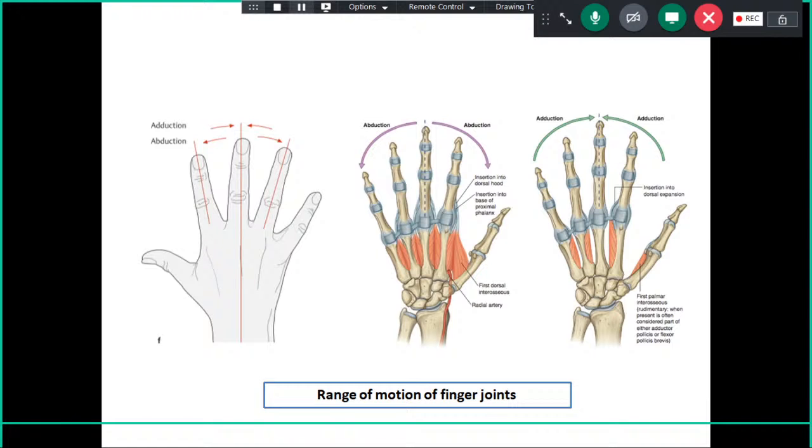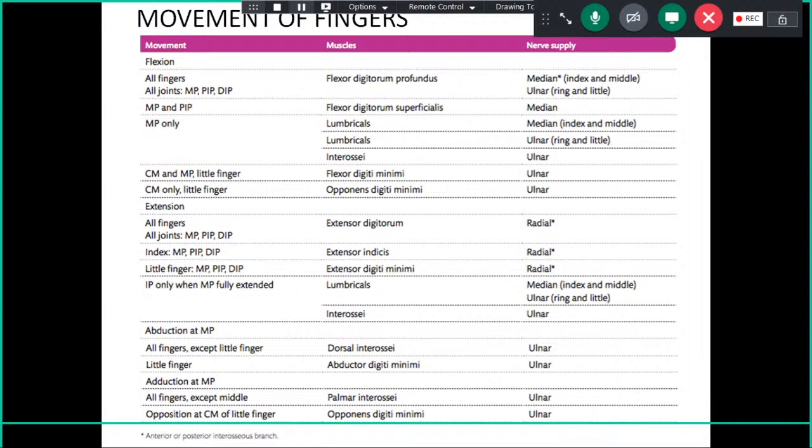You know about this range of motion and what would be the adduction and the abduction. Adduction is facilitated by your palmar interossei, and abduction by your dorsal interossei. We have already dealt with the muscles. For describing the movements of the fingers, flexion at all the joints in the digits can be done by flexor digitorum profundus, which causes flexion at all the joints.